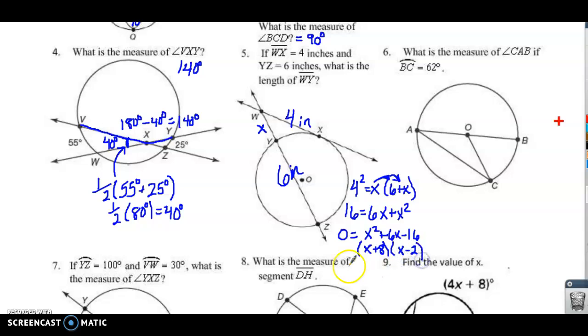So minus 2. We've got 2 solutions. If you set this equal to 0, you know that x could equal negative 8 or x could equal 2. Well, the thing is we're looking at a length here. We're looking at a length.